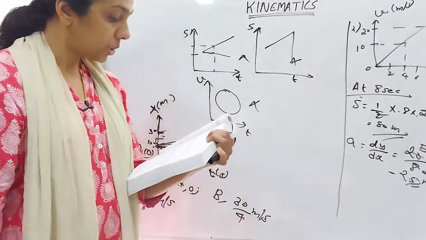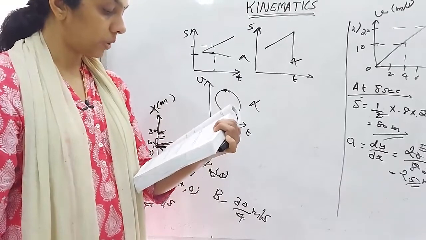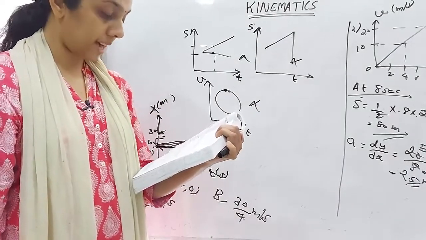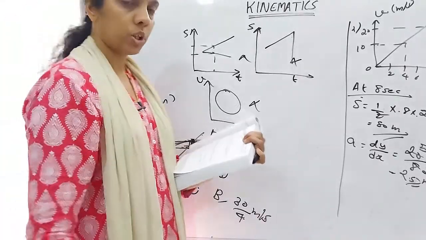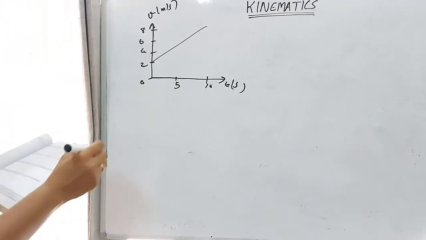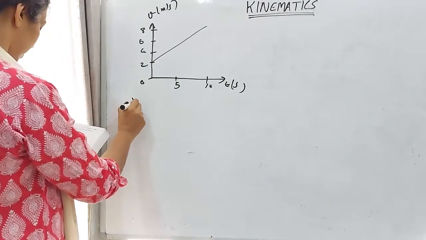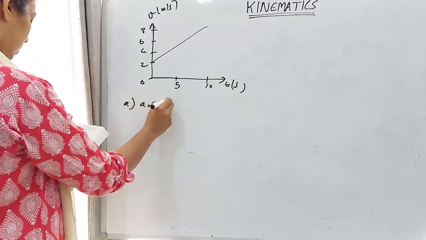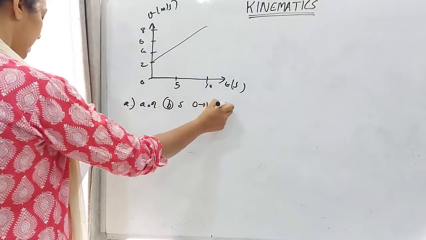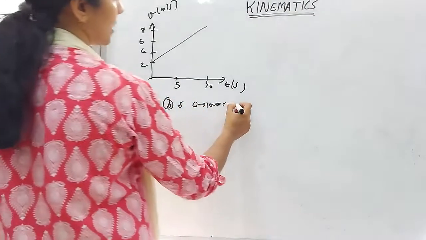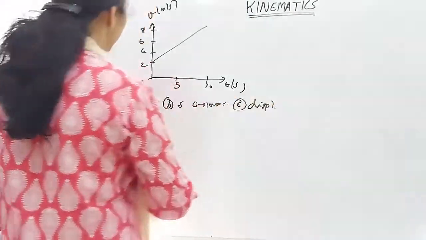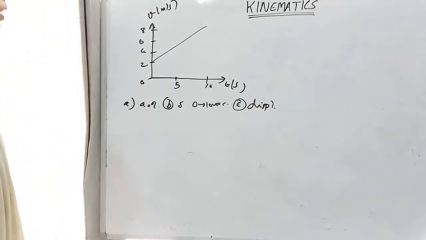Next, the figure shows the graph of velocity versus time for a particle going along the x-axis. So first we will draw the graph. This is the graph which is given over here. From the graph, find the acceleration. Acceleration we need to find out. Distance travelled in 0 to 10 seconds and displacement in 0 to 10 seconds. Here acceleration we need to find out.